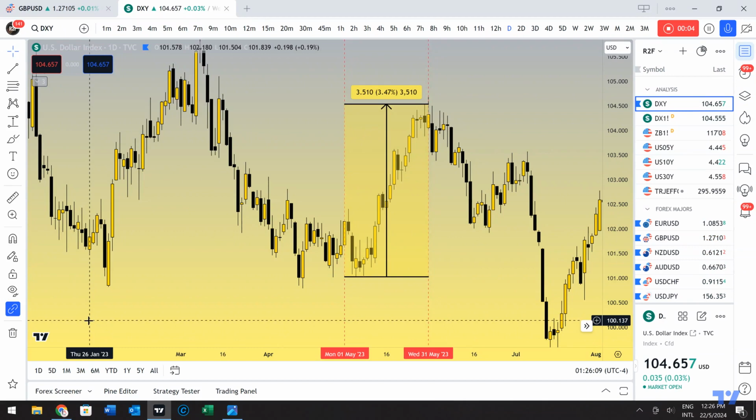In this video, I'm going to go through seasonal tendencies as per ICT's concepts. Okay, so what are seasonal tendencies and what are they used for? All right, so seasonal tendencies are basically what the asset you're looking at, in this example the dollar index, is likely to do at different times of the year.